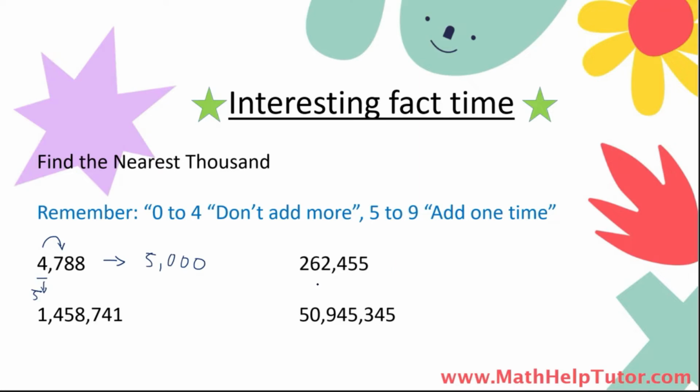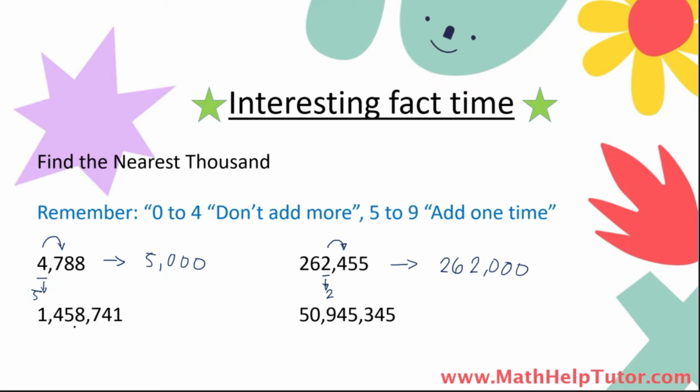Let's have the next number. So the thousands place is this one, which has a digit 2. So using this technique, what we do is we look at the digit to the right, which is 4, and then we follow this rhyme. 0 to 4, don't add more. 5 to 9, add 1 time. So since 4 is within 0 to 4, that means we don't add more. We retain this place, which is 2. So that's 2, we don't add more, and we replace the rest of the places to the right with zeros, and then we retain the places to the left. That's 2 and 6. So the answer to finding the nearest thousands to our number is 262,000.